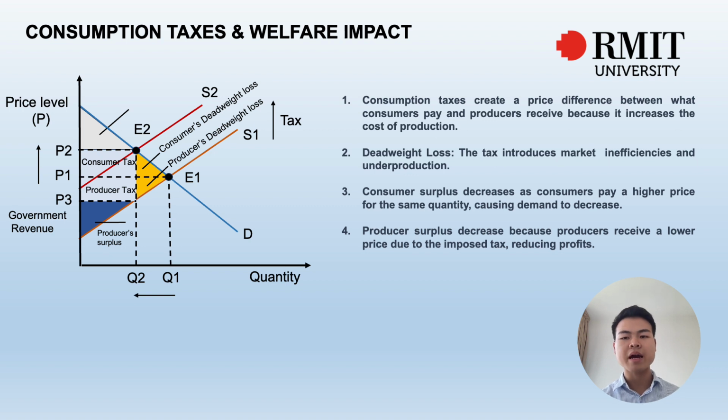For the producer welfare, the producer surplus will decrease as well because producers receive a lower price due to the imposed tax, reducing profits. Since consumption and production decrease, it creates a gap between equilibrium 1 and equilibrium 2, called the deadweight loss, which is labeled in the orange triangle.